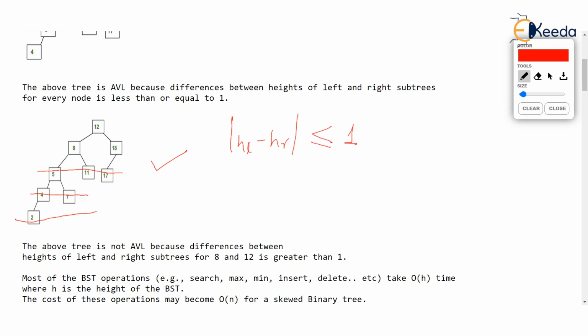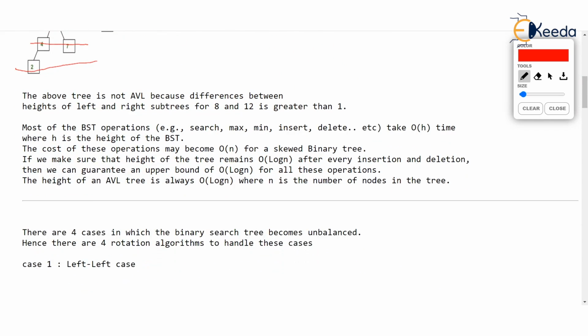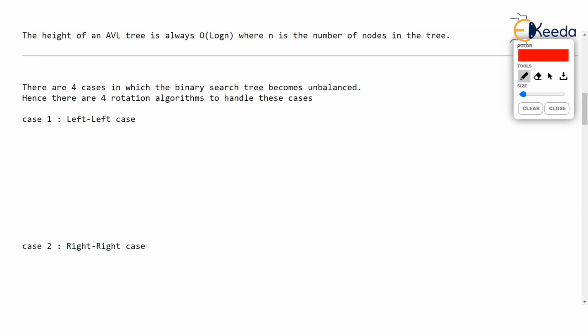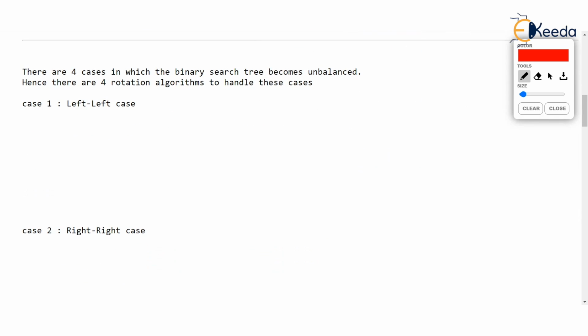1. Now in this video, what we will be learning is that there are four cases in which the binary search tree becomes unbalanced. What are the reasons? What I am trying to explain is what the reasons are for a binary search tree to become unbalanced. And there are four reasons why the tree becomes unbalanced. Because there are four cases, to solve these four cases, there are four rotation algorithms.